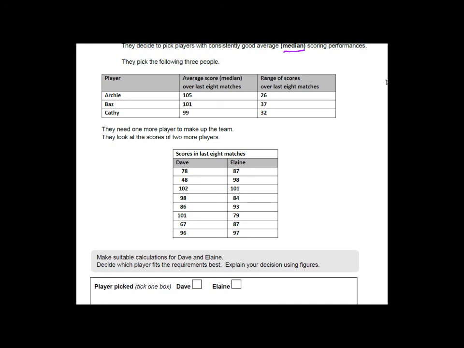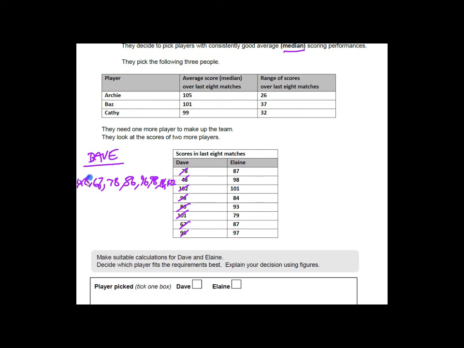So at the moment, the table shows the data all mixed up. So let's do Dave first. So his lowest score is 48. Then we've got 67, 78, 86, 96, 98, 101, followed by 102. So we're looking for the middle of his data.